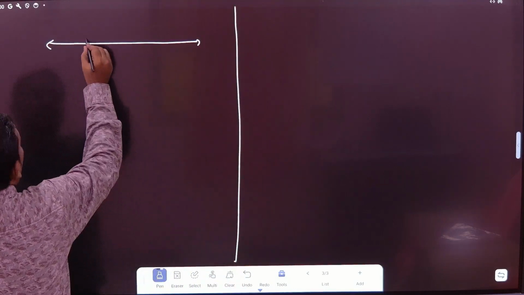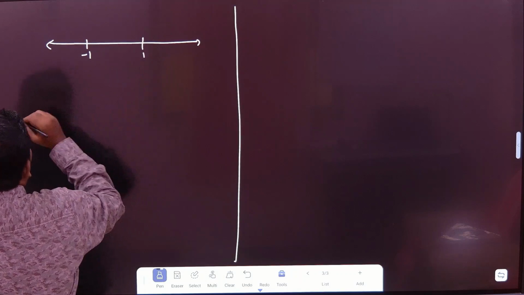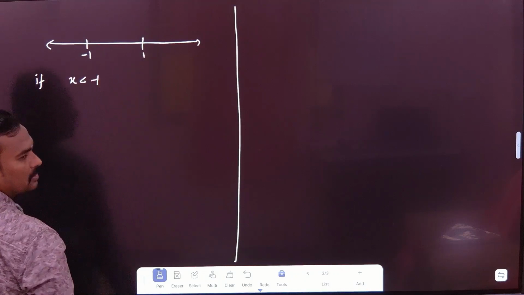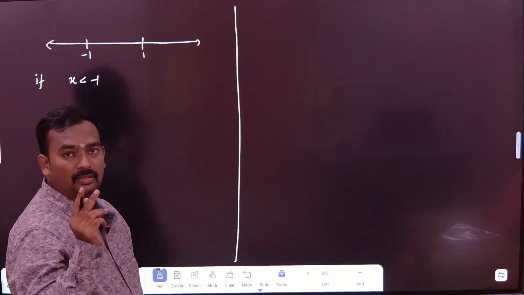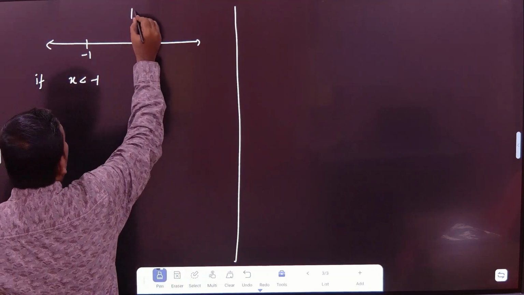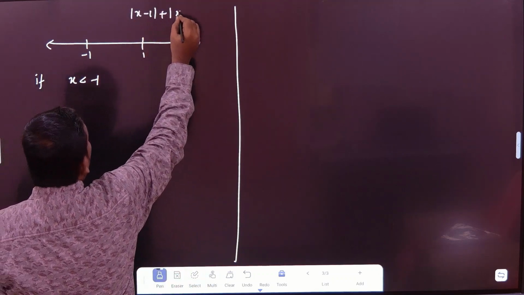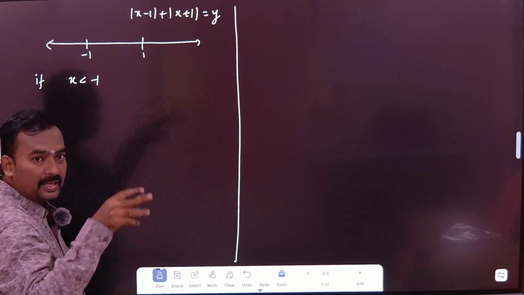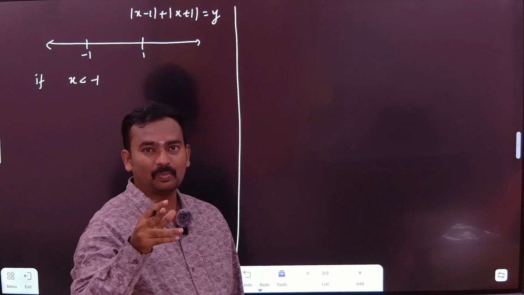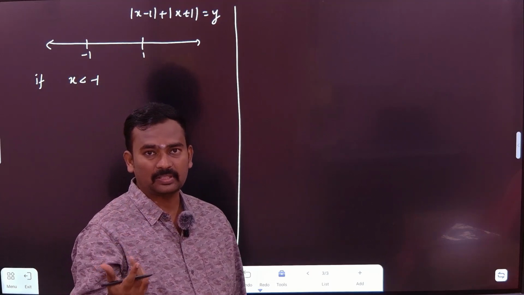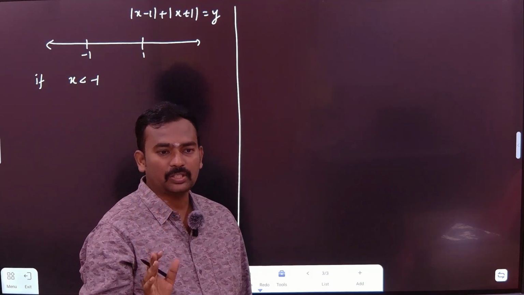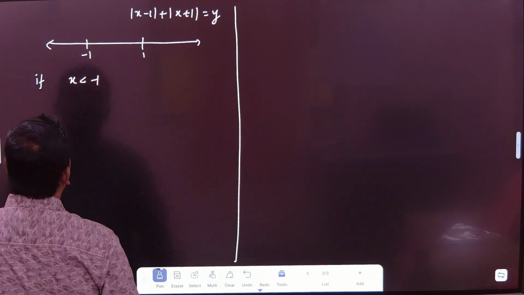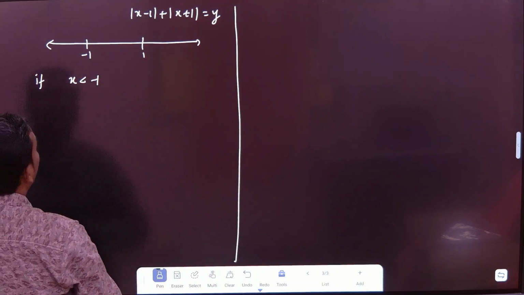Okay, let's take here minus 1, and this is plus 1. Suppose I take x less than minus 1. You have to understand two things: one, mod x minus 1, and here mod x plus 1. This is your y. Inside the modulus we have x minus 1, and the second one is x plus 1. You have to check whether it is positive or negative in the particular interval. So first I am taking x less than minus 1.